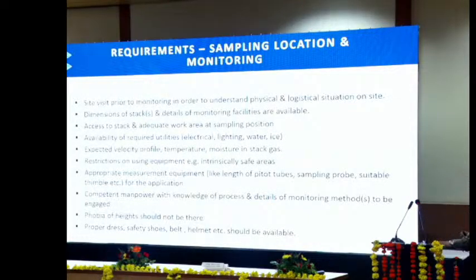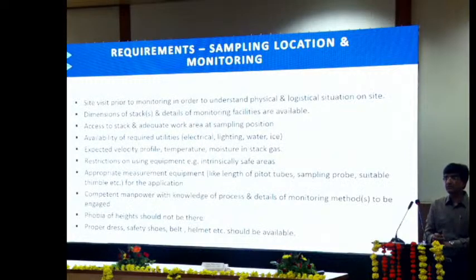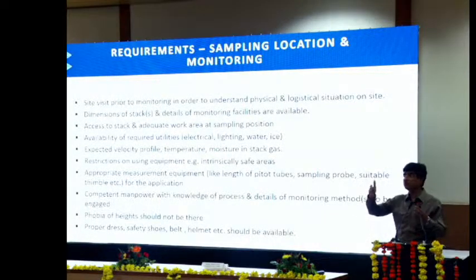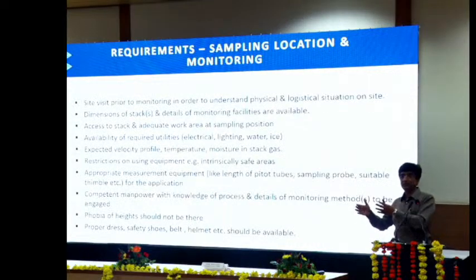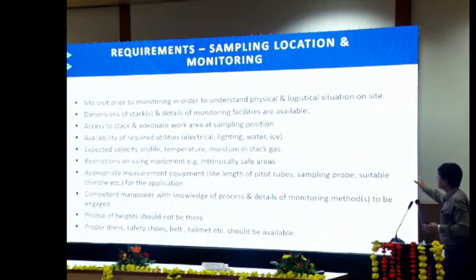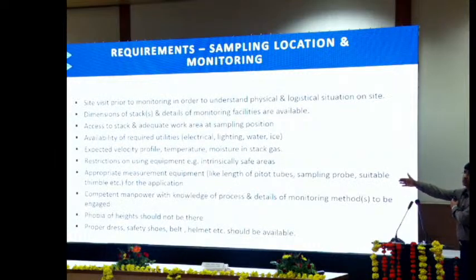The dimensions of the stack and details of monitoring facilities should be available. Now why are the dimensions of the stack very important? See, for example, in Bhubaneswar, the diameter there is of the order of 15 meters, and my sampling probe is only 1 meter. So suppose I take a sample from that 1 meter probe with a wall thickness of half a meter, with another flange joint of the order of about 12 inches, probably I'm not entering the stack at all. Whenever you're doing the mounting, suppose the edge of the wall, my probe will come only up to this point.